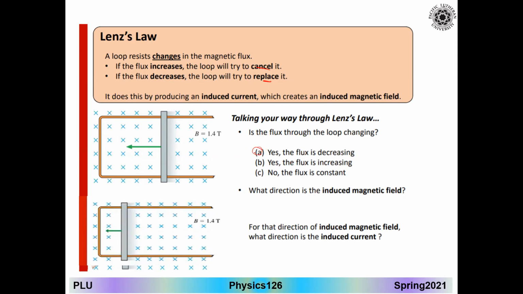So based on Lenz's law, we see that the flux is decreased. So right now I am in this case. What happens is the loop will try to replace it. What does that mean exactly? We are in the decrease case. The loop will try to generate an induced magnetic field to replace that decrease, so it generates more magnetic field to replace that one.